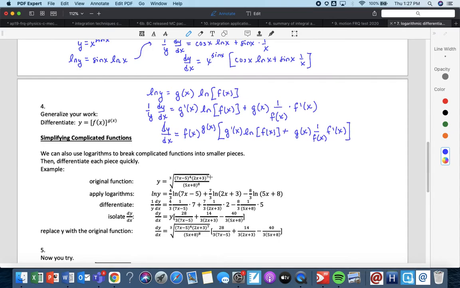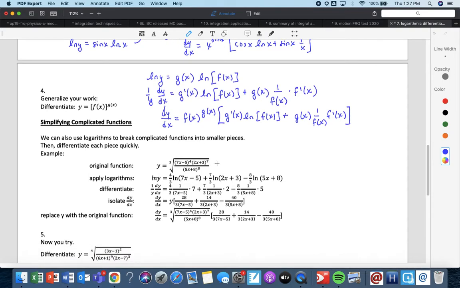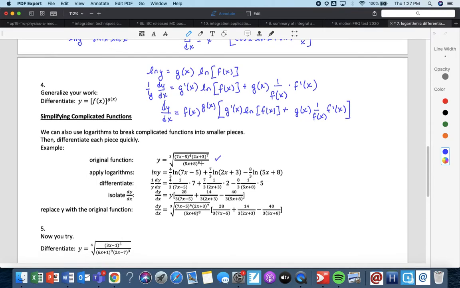So for example, if we were to differentiate this expression right here, under normal circumstances we would have to use the power rule and the chain rule and the product rule and the quotient rule. It would be a big mess. But before we do that, we could apply logarithms and split this mess up. So, for example, I could take the natural log of this equation, and I'll have ln of y over here.